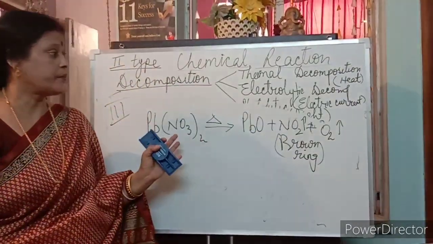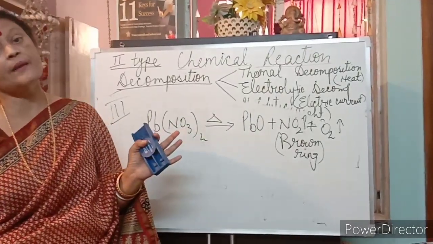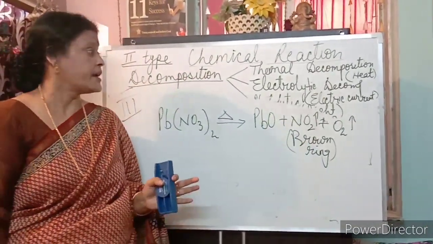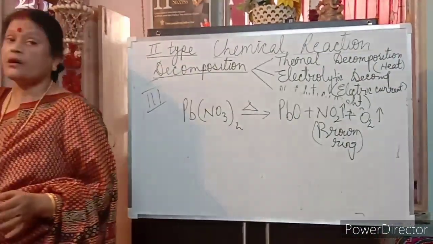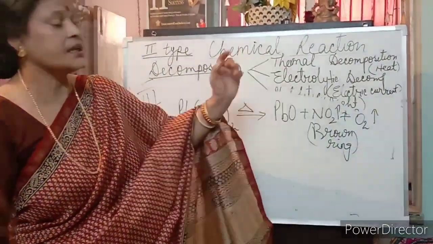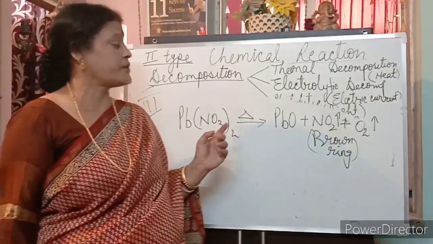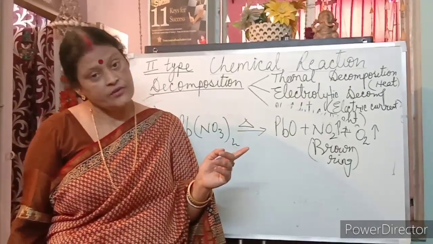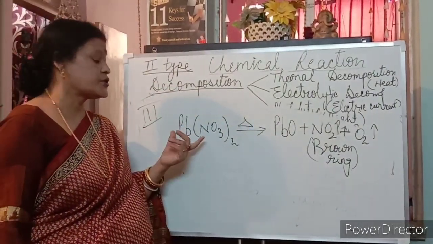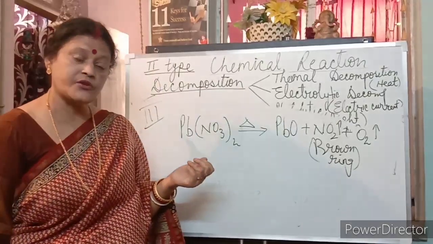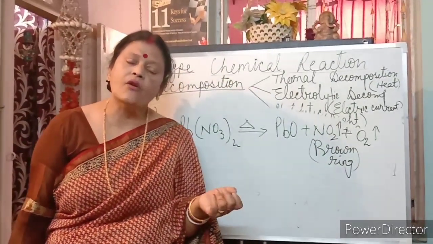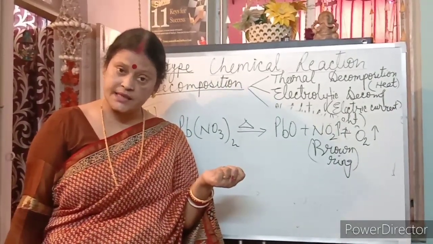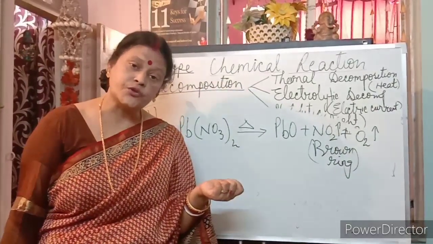Clear, students? Again I am repeating, what is decomposition? It is the breaking down of a complex substance into two or more simpler substances. There are three types of decomposition: thermal decomposition, which takes place in presence of heat, electrolytic decomposition, which takes place in presence of electric current, and photolytic decomposition, which takes place in presence of sunlight. First, what is thermal decomposition? Thermal decomposition takes place in presence of heat. The first example is heating of calcium carbonate, that is limestone: CaCO3 in presence of heat forms CaO plus CO2 gas.